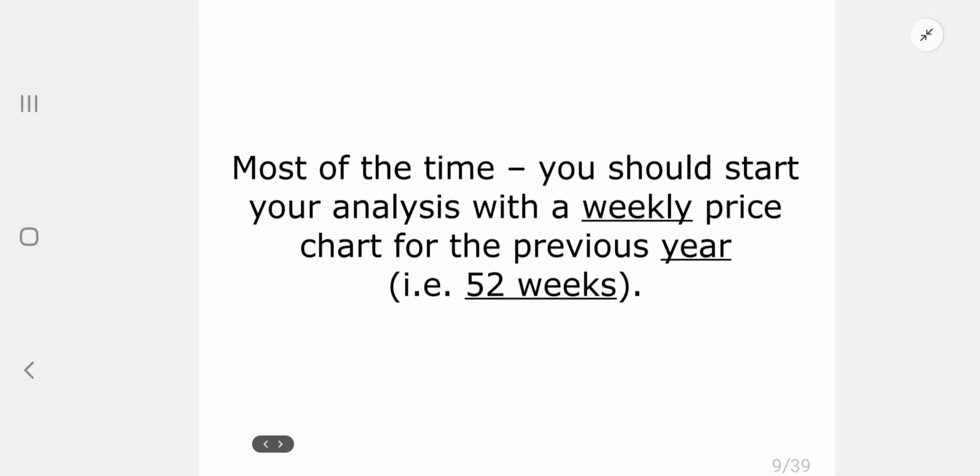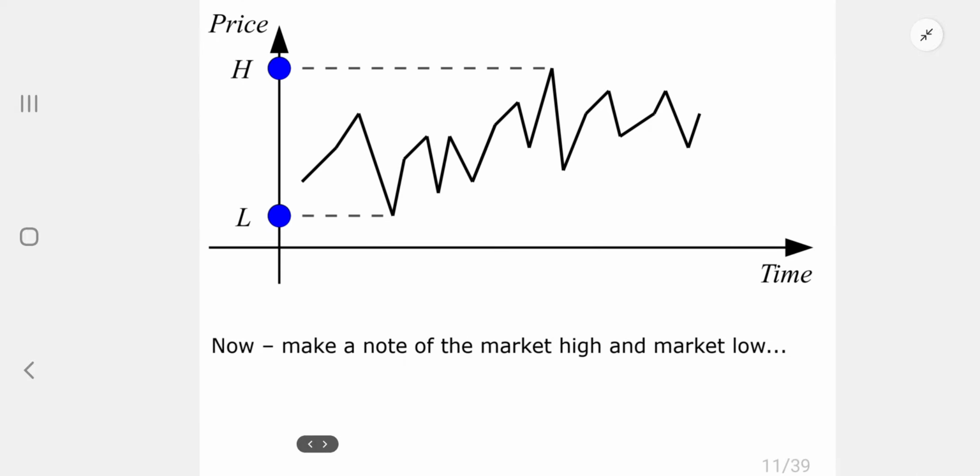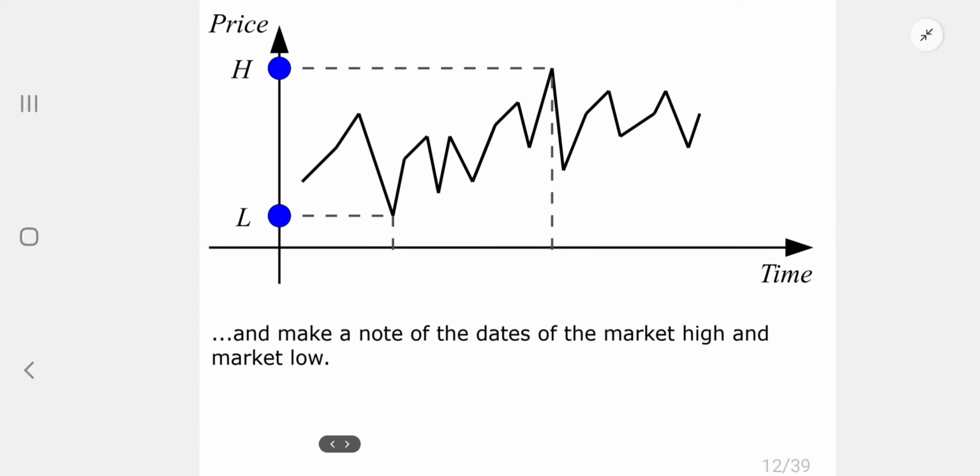Most of the time, you should start your analysis with a weekly price chart for the previous year, i.e. 52 weeks. Suppose our 52-week price chart looks like this. Now, make a note of the market high and market low. And make a note of the dates of the market high and market low.